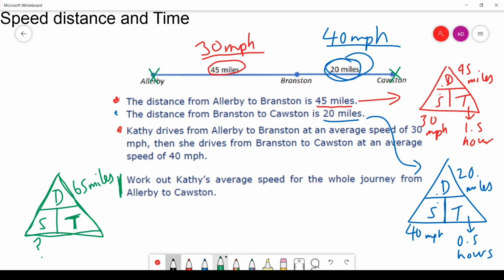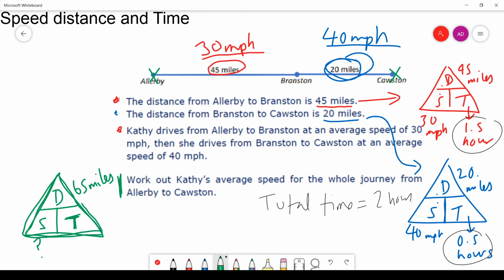So it looks like altogether, that's 1.5 and 0.5. The total time is 1.5 and 0.5 is 2 hours total time. Going back to this green triangle that I drew earlier on for the entire journey, it was 65 miles for the total journey, and the time for the total journey happens to be 2 hours. So put the 2 hours there.